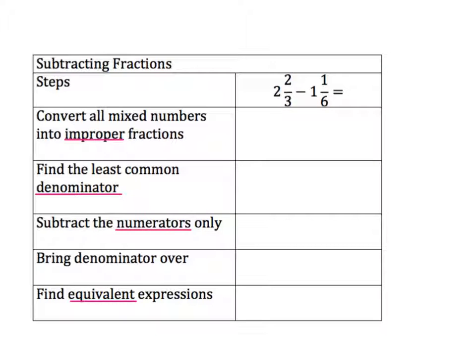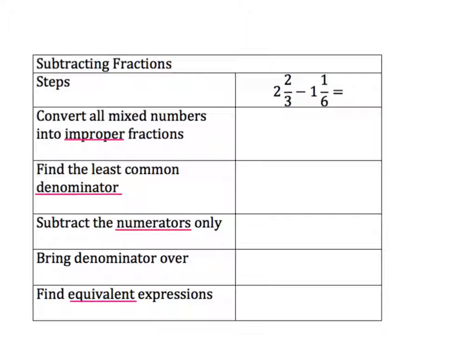The steps for subtracting fractions are: first, convert all mixed numbers into improper fractions, find the least common denominator, subtract the numerators only, bring the denominator over, and find equivalent expressions. So let's go through those steps one at a time.